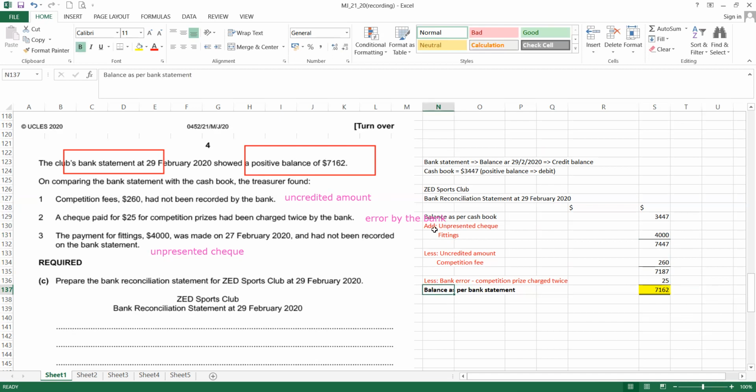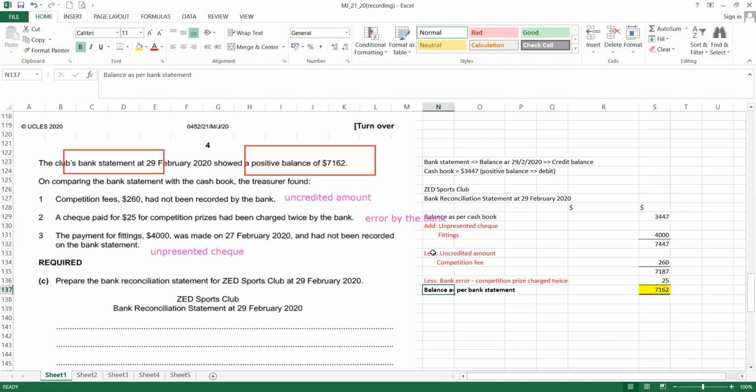Okay. And why is this one add, this one less? Because when we prepare the bank reconciliation, we start from the cash book, but actually we are standing from the bank statement point of view to look into these 3 transactions. For example, balance as per cash book, add unpresented check. Why do we add unpresented check? Because standing from the bank statement point of view, the bank has not given out the money. So the bank should have more money. When your bank statement has more money, we should increase the amount for the bank.